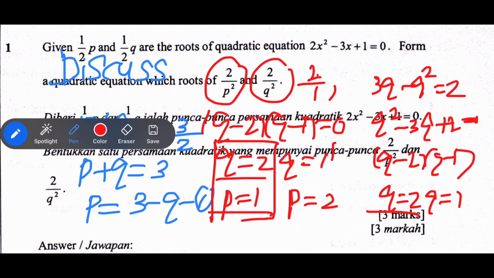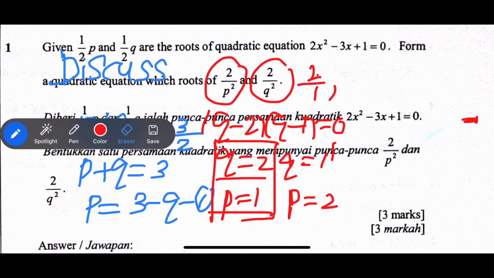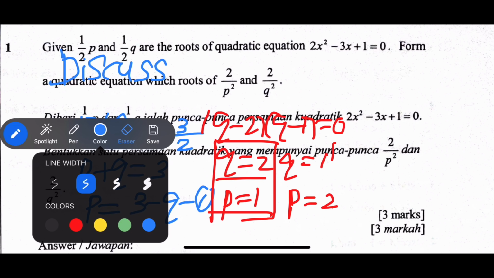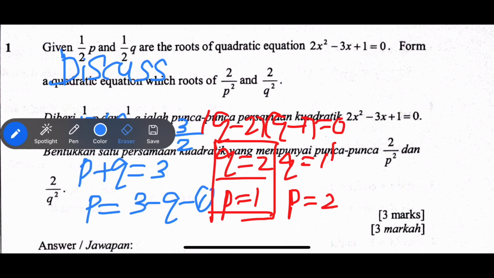So it will be 2 over 2 square, right? Because when P equals 1, Q equals 2. Okay, so now I have the root 2 and the other one. Let me show you the other one. I have to substitute the P and Q values into the new roots. Then only I can find the new roots.